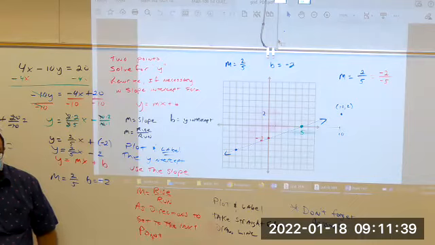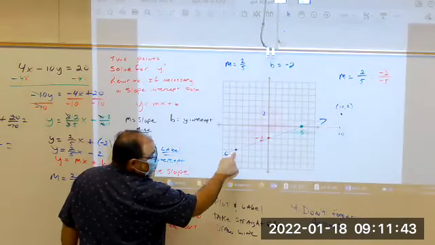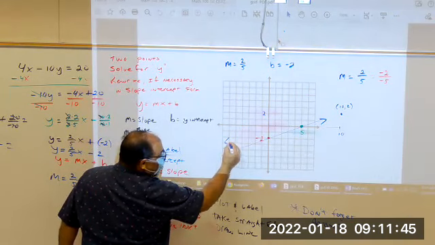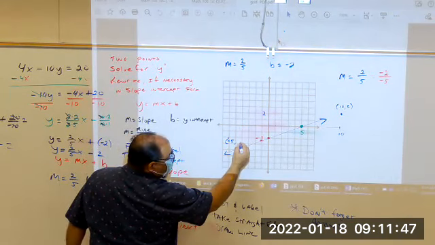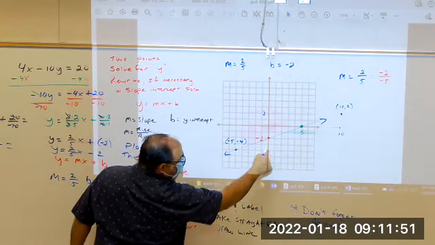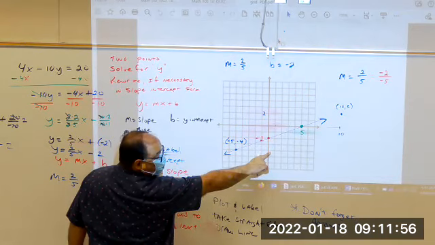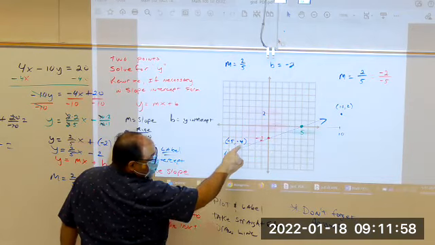If I go down 2 and left 5, then this point right here, x is -5 and y is -4. Because down here, if I start at -2 and I go down 2 more, now I'm at a y value of -4.